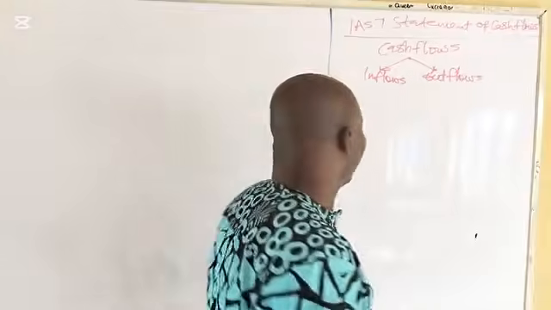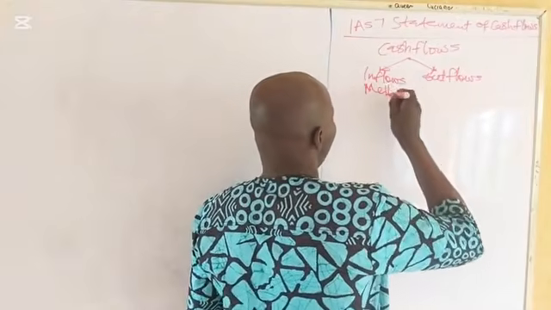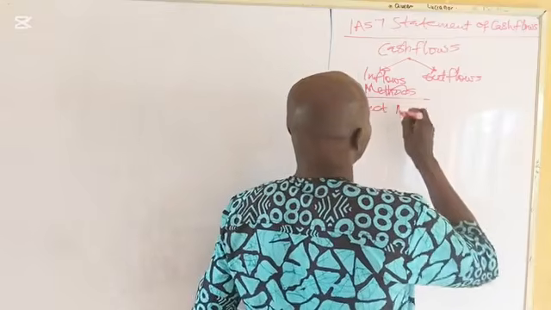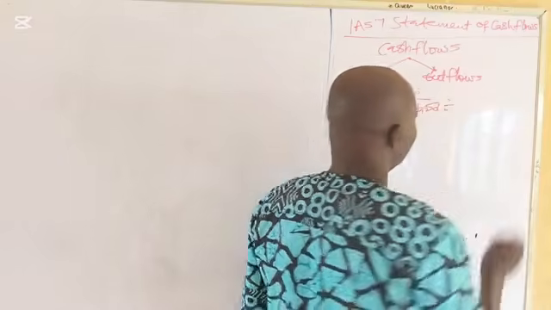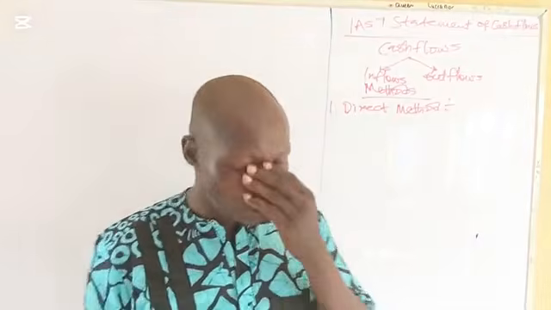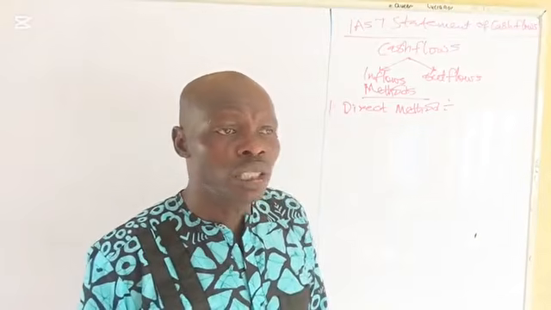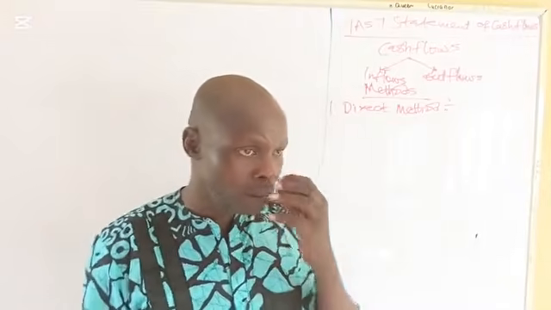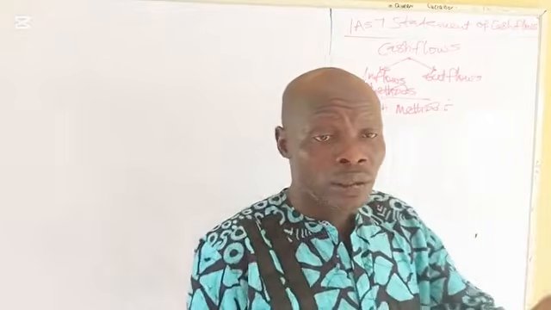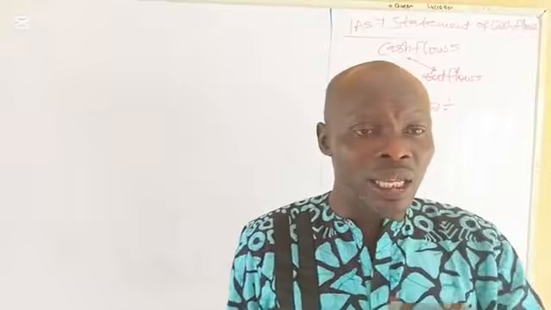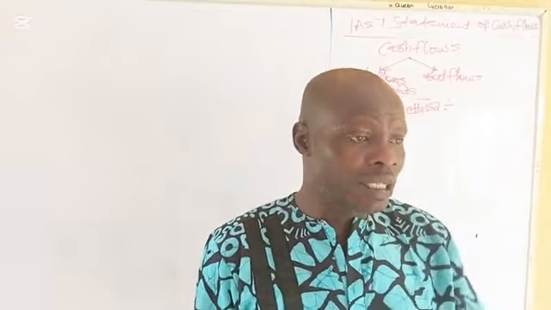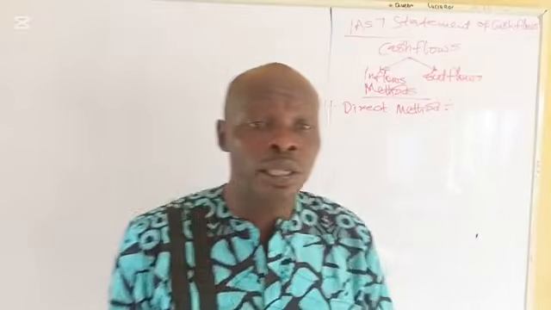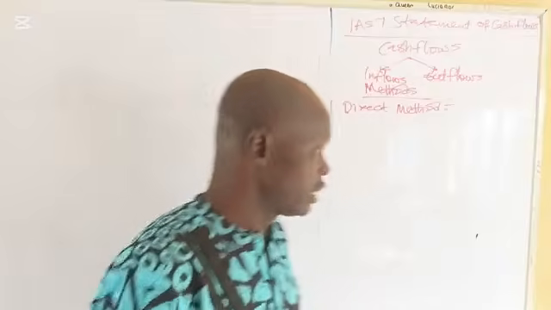In accordance with IAS 7, we have two methods of preparing a statement of cash flows. Number one, we have the direct method. The direct method shows the basic cash flows from operating activities.